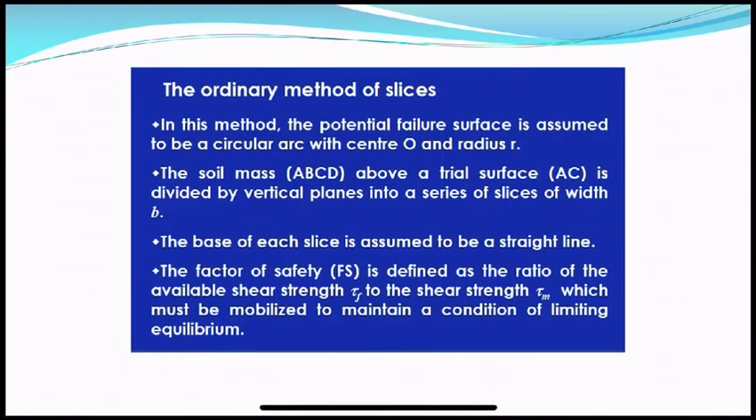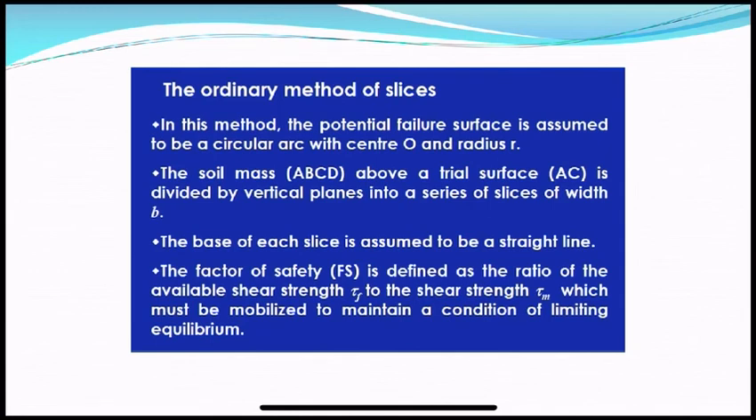Now let us look into the ordinary method of slices. In this method, the potential failure surface is assumed to be a circular arc with center O and radius R. The soil mass ABCD above a trial surface AC is divided by vertical planes into a series of slices.